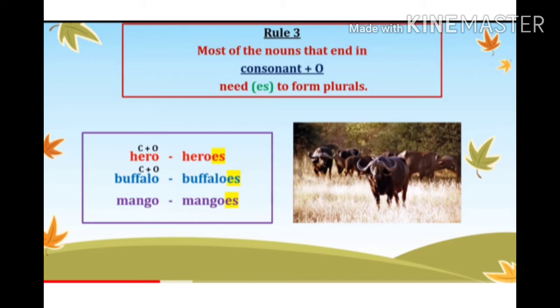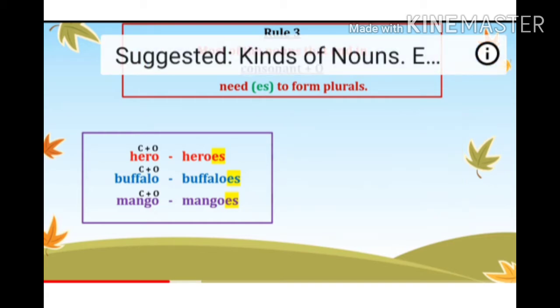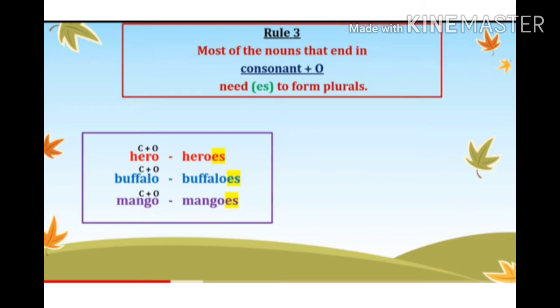So it is matching rule number 3, that is consonant plus O. So that means you have to add es to make it plural. Buffalo will become buffaloes. Mango again has O in the end and just before O there's a consonant. So again add es to make it plural and mango will become mangoes. So rule number 3 says if in the end you have a consonant plus O, just add es to make it plural. It's that easy.